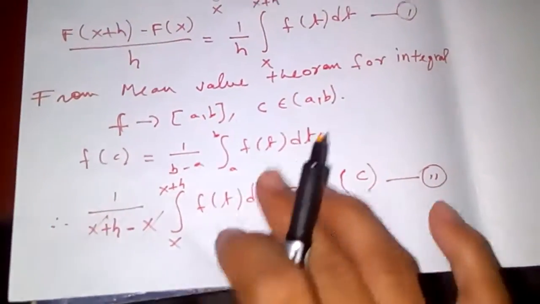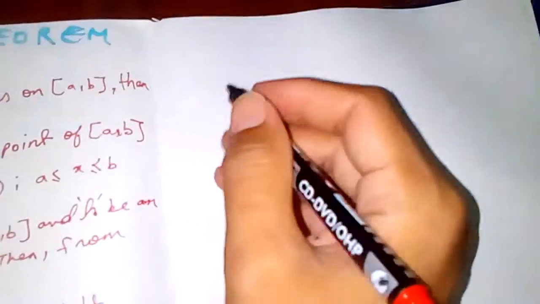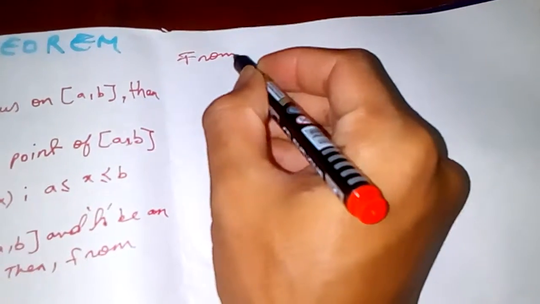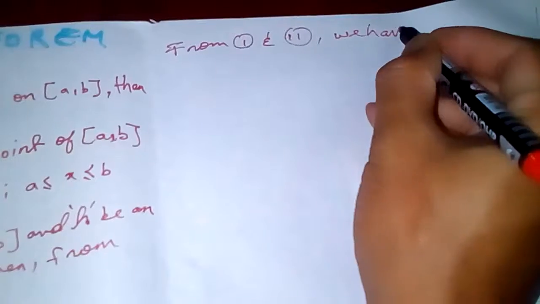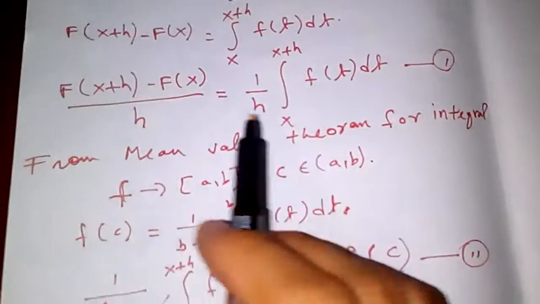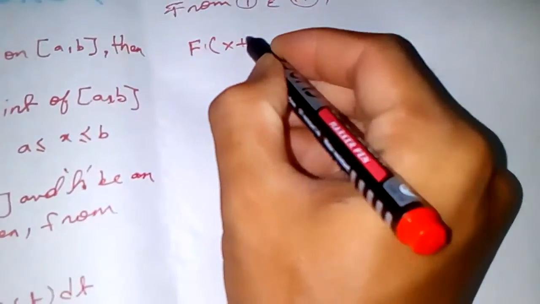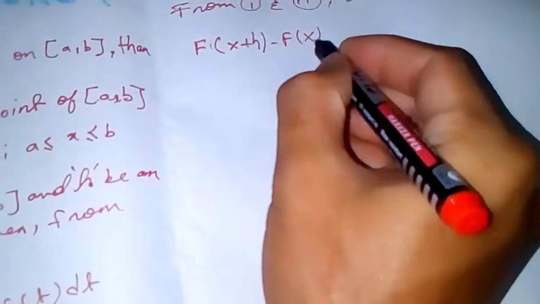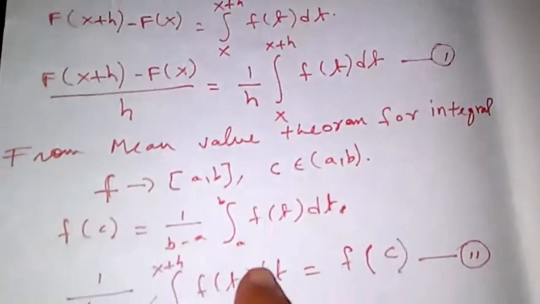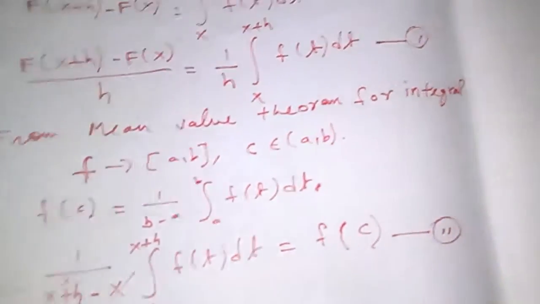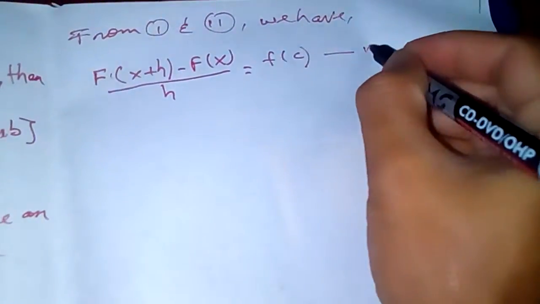Let's continue here. Now from 1 and 2, we have F of x plus h minus F of x over h is equal to the right-hand side, which is nothing but f of c from equation 2. So this is nothing but f of c. Let's call this equation 3.